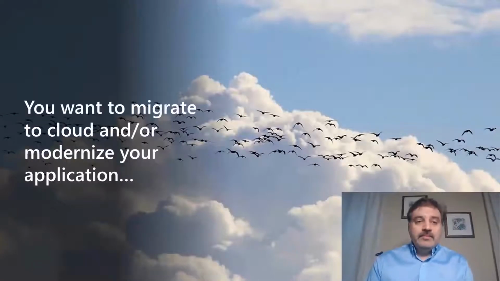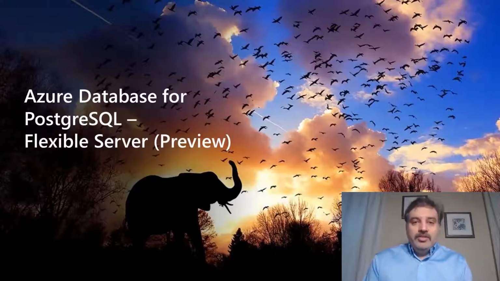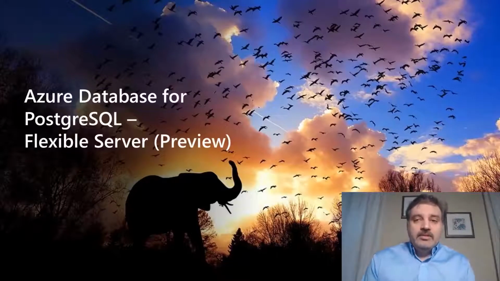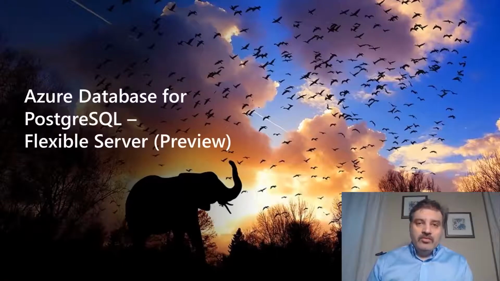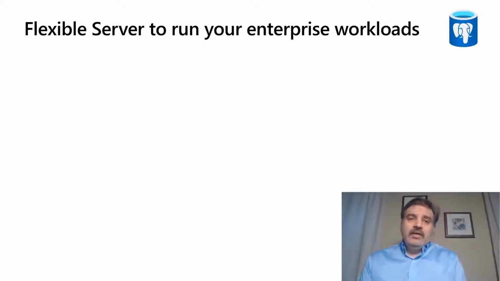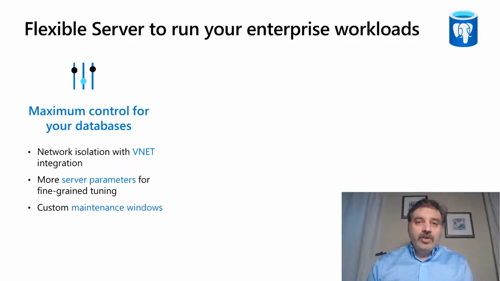Let's start looking into some deployment options, some use cases, and some applications, and how you can deploy with Azure Database for Postgres, right? Let's say you want to migrate to cloud or you want to modernize your application, right? So we recently launched a new deployment model in Azure. It's called Flexible Server, right? Currently it is in preview. So I will go over some of the concepts of Flexible Server and how you can deploy your application with this deployment model. Flexible Server effectively runs your enterprise workload. Why? Because it provides you maximum control for your database.